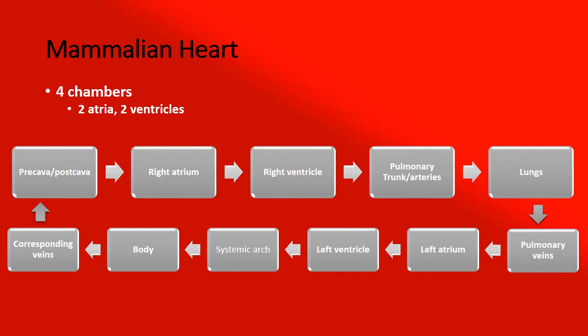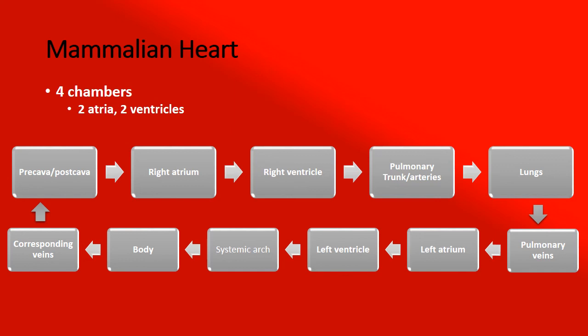So the pulmonary trunk is going to bifurcate into the right and left pulmonary arteries, and that's going to supply blood to the lungs, where that blood then becomes oxygenated. That blood comes back to the heart through the pulmonary vein. It's going to enter the left atrium. It's then going to go to the left ventricle, and then this oxygenated blood is going to be pumped out through the systemic arch to the rest of the body.